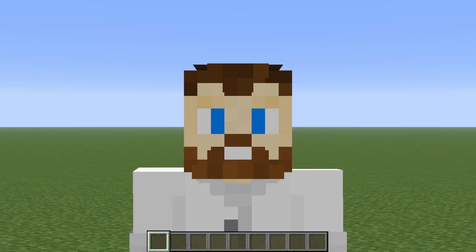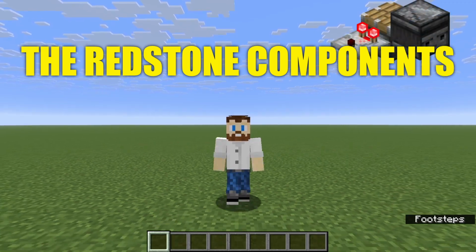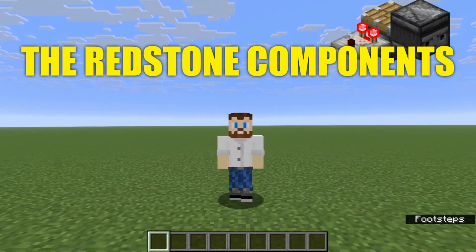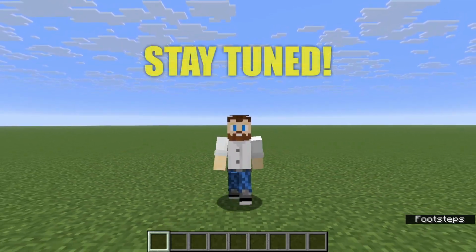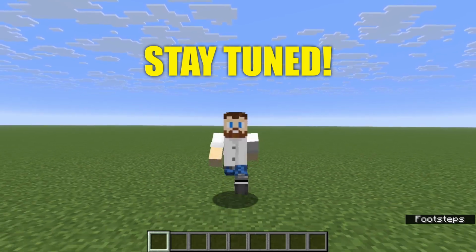Knowing conductivity also helps us acknowledge Redstone components. The Redstone components are a different topic, kind of the next step of conductivity. So the Redstone components are covered in the next videos.